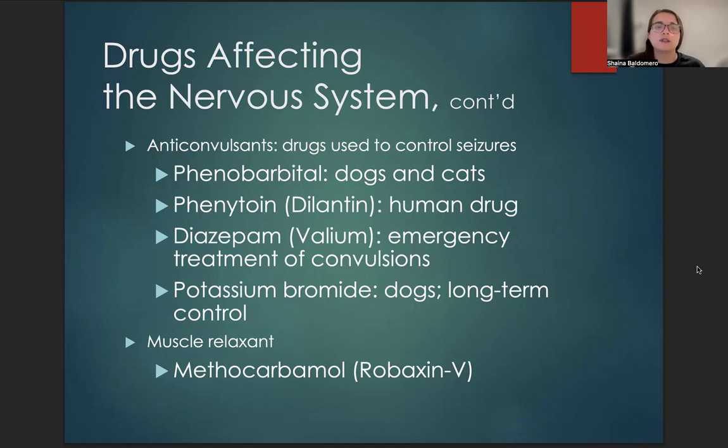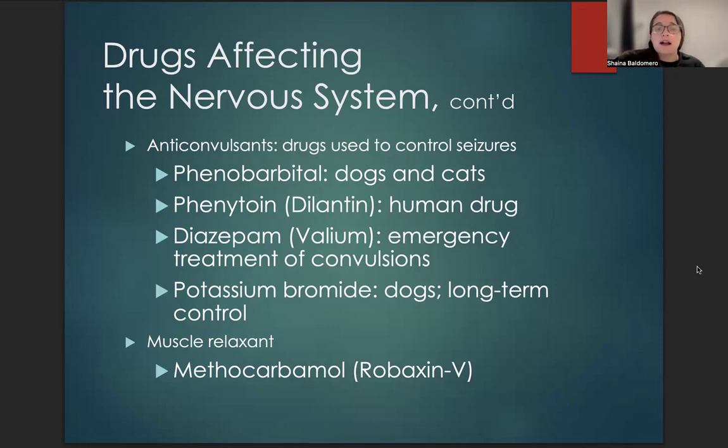It's going to shut down those seizures really quickly, but it's not going to prevent them from coming back. So it's going to stop it in the moment, but then we need to put them on something like phenobarbital or potassium bromide for long-term control. Again, Valium is really just for emergency treatment to help stop it in the moment. We're not going to give them oral Valium to go home with. We want to stop the seizures from starting, not just treat them as they come.